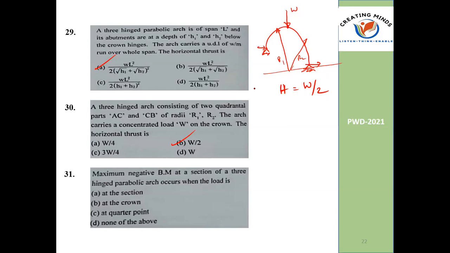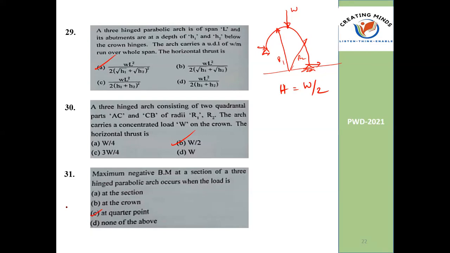Crown, sir? At crown only. Please think negative. Actually, we discussed this. Quarter points, sir? Yes, at quarter points. Maximum negative bending moment. Please remember, I have explained, just keep it as a beam. Right, in the previous slide, that is at quarter point. At quarter point, so don't confuse and don't go to that particular option, crown, for everywhere.